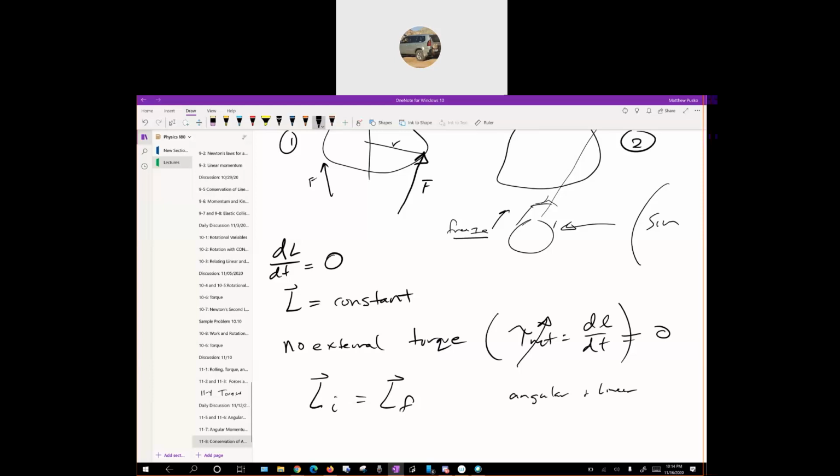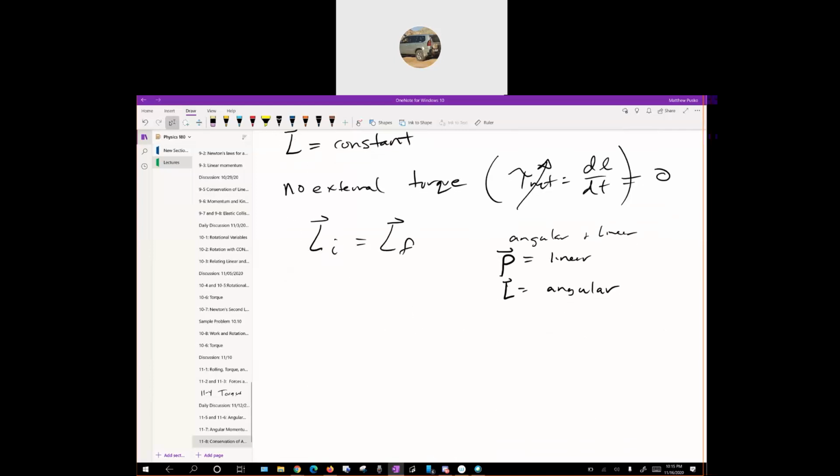Sorry, I keep mixing angular and linear. P denotes linear momentum, and L, in this case capital L, because we're talking about the whole system, would be our angular momentum. Sorry if I confused you. If there's no net external torque or no forces acting at a distance, then the angular momentum does not change.